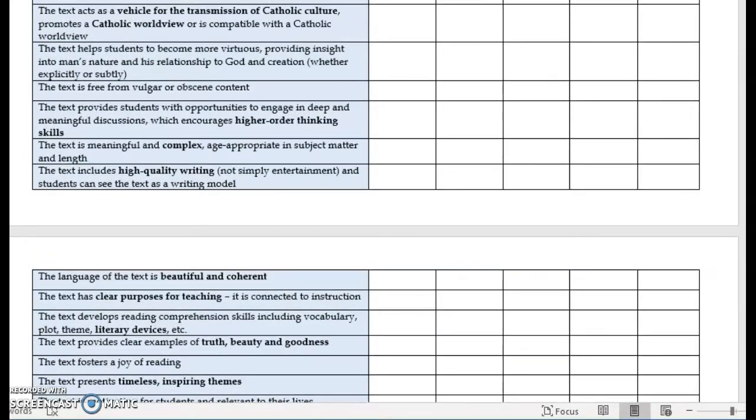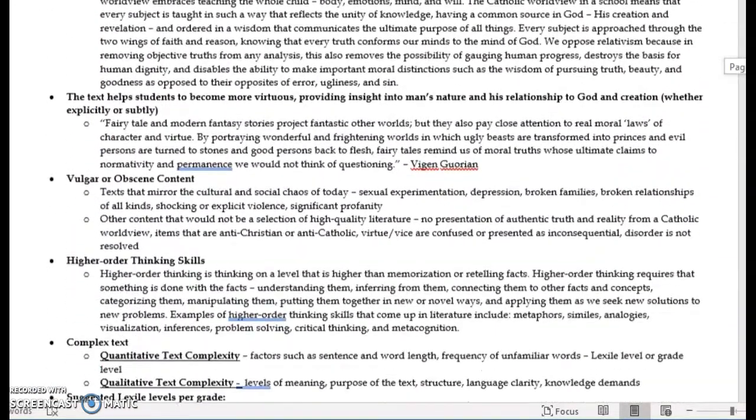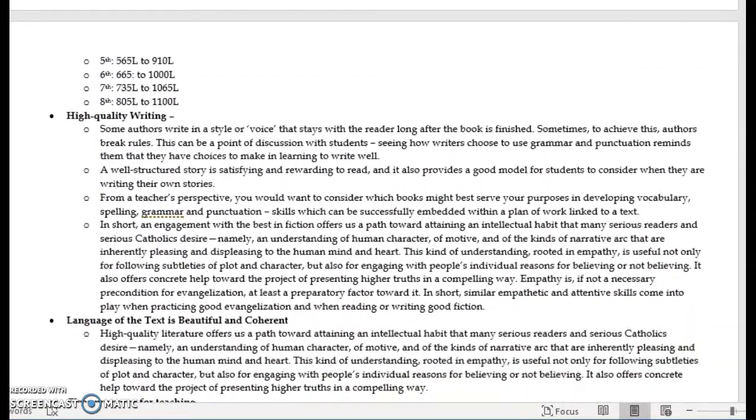The text includes high quality writing, not simply entertainment, and students can see the text as a writing model. So because we see reading as breathing in and writing as breathing out, we want to make sure the books we're reading can really be writing models for our students. So there's some more information here about what high quality writing is and what it looks like in a novel.